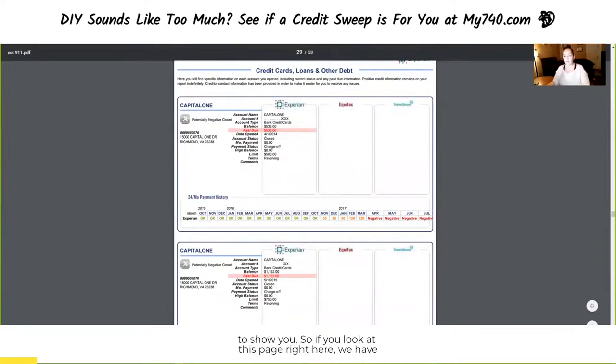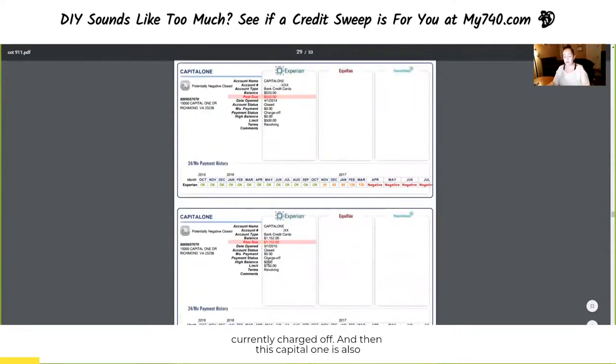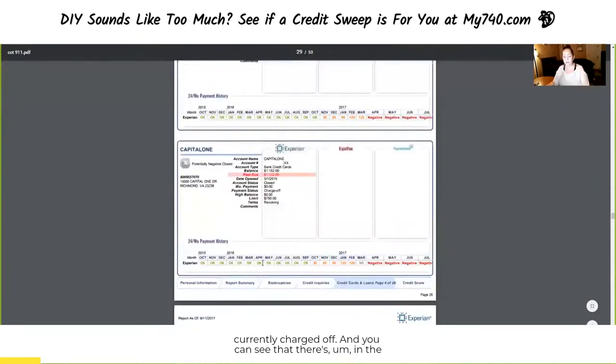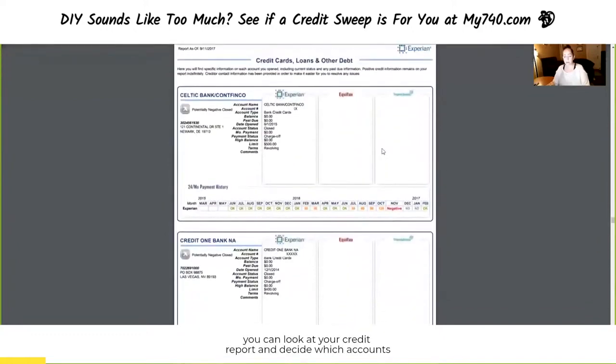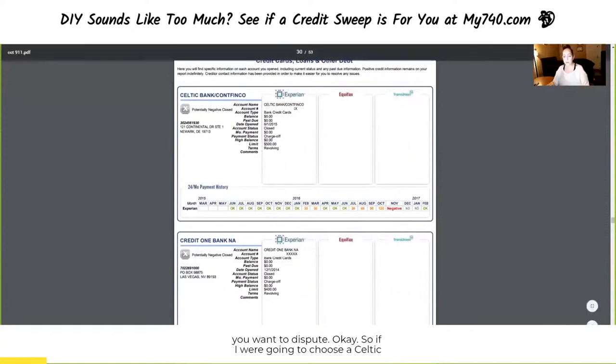So if you look at this page right here, we have Capital One, and there's a balance of $533. This is currently charged off, and then this Capital One is also currently charged off. You can see that in the payment history, it shows October 2016, it went negative, and then it went all the way to charge off. So you can look at your credit report and decide which accounts you want to dispute, okay?